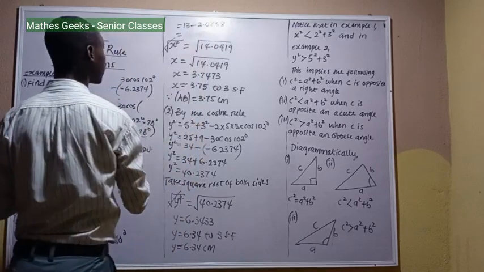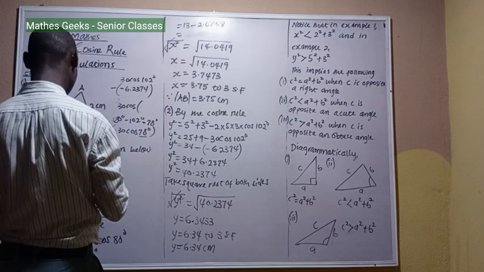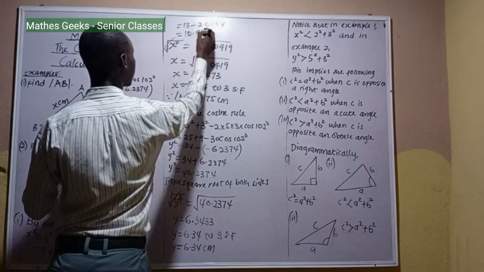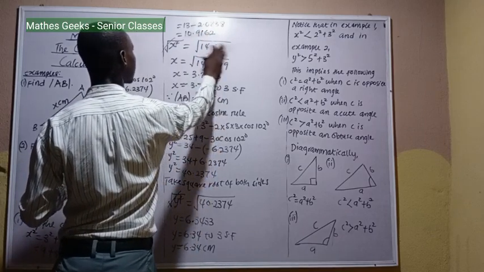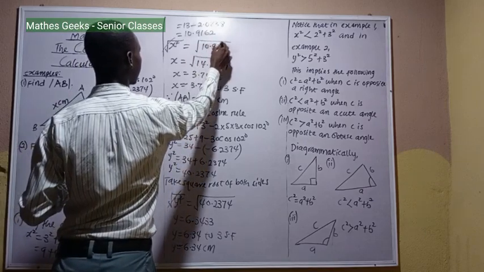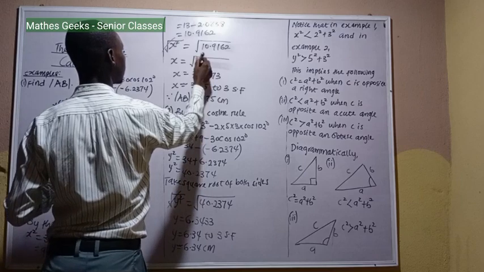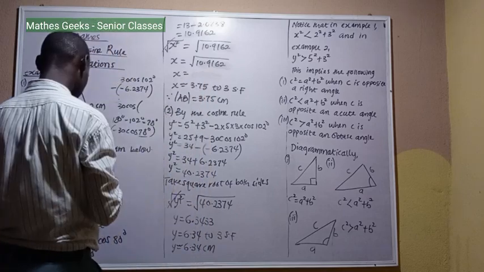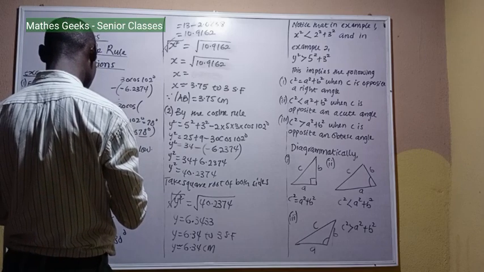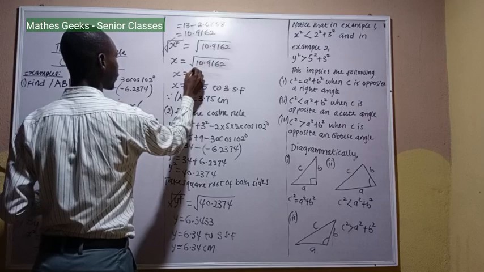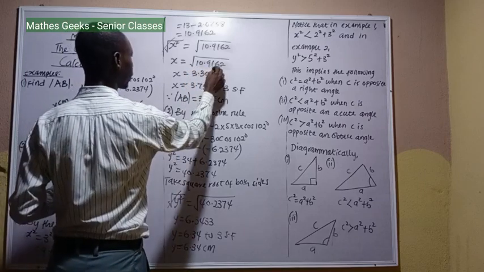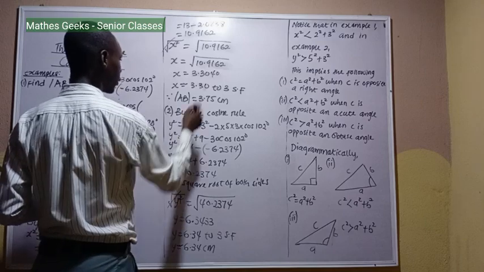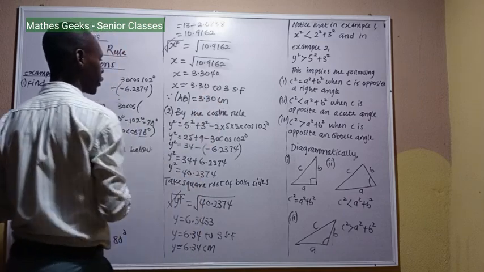So here's 13 minus 2.0838, that's 10.9162. So x squared is 10.9162, and x is the square root of 10.9162, which is 3.3040. So this will be approximately 3.30 to 3 significant figures. So AB is 3.30 centimeters.